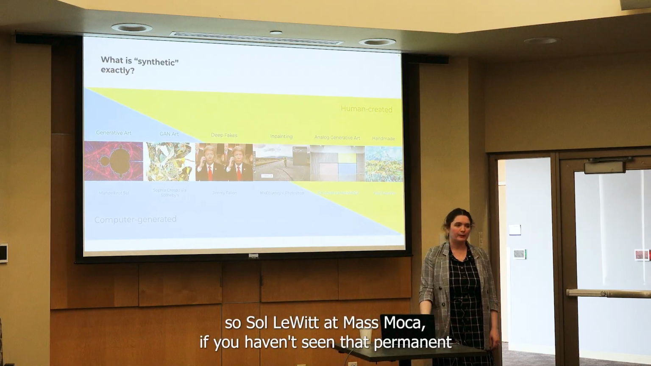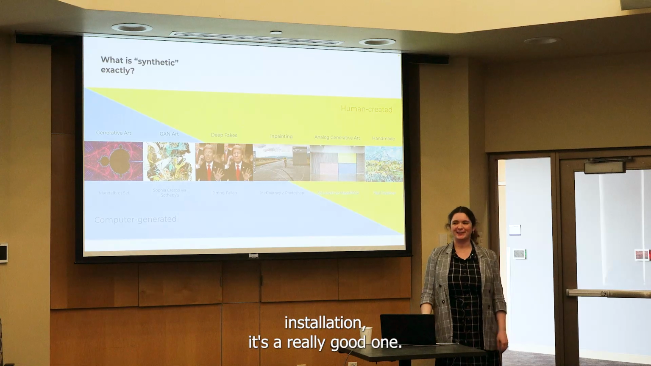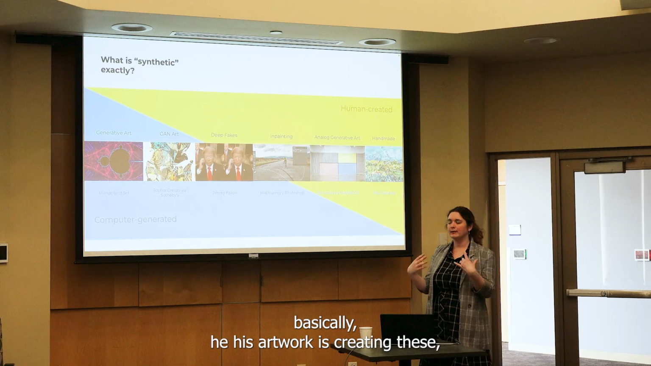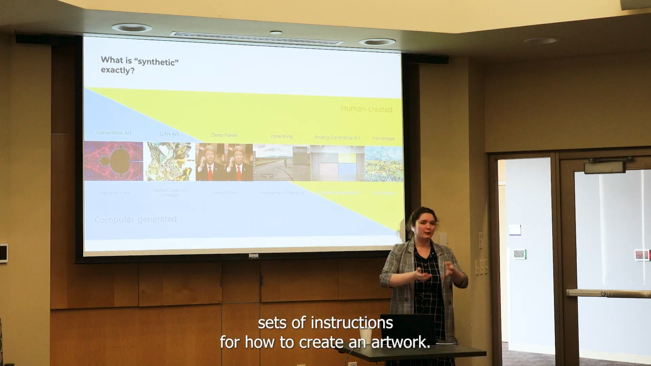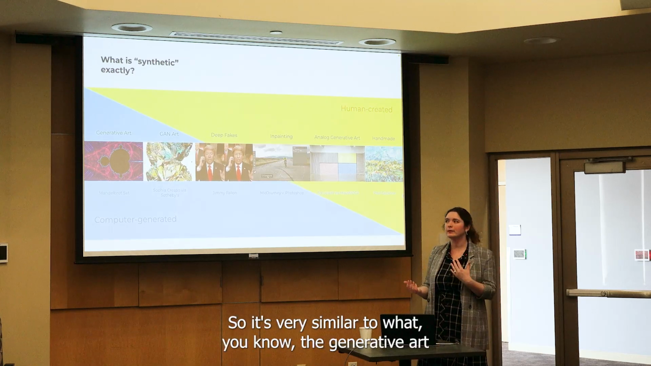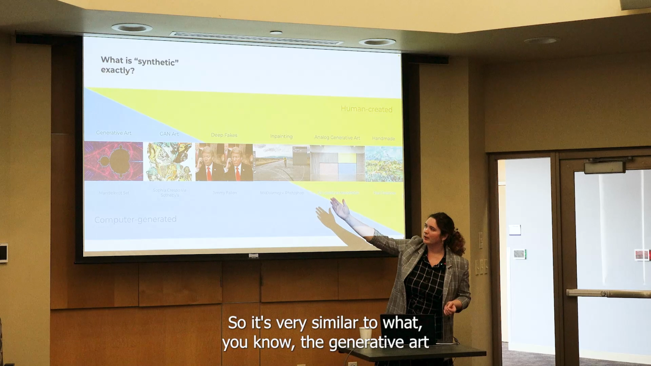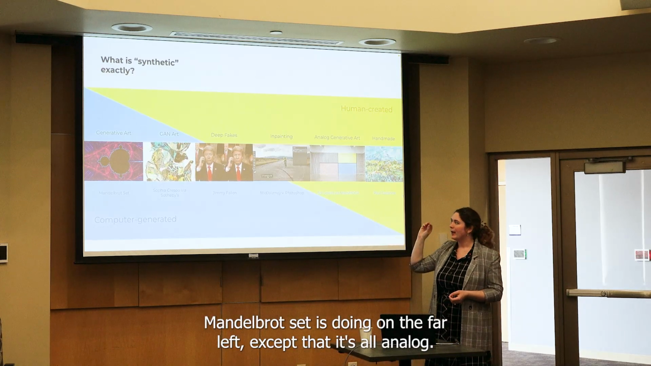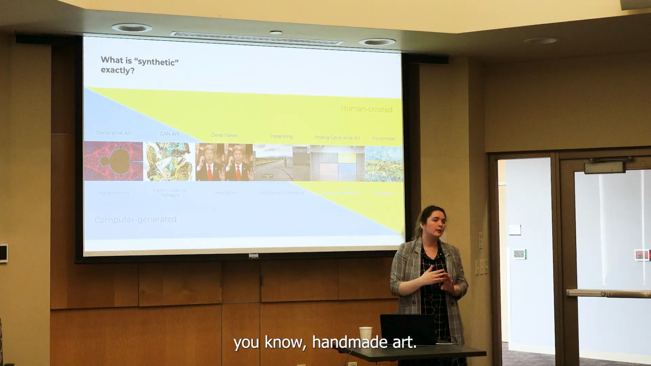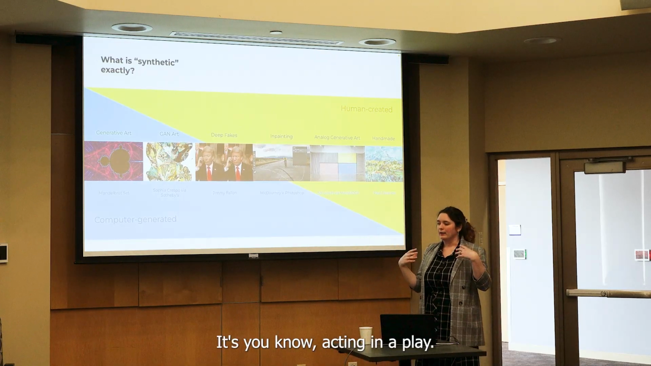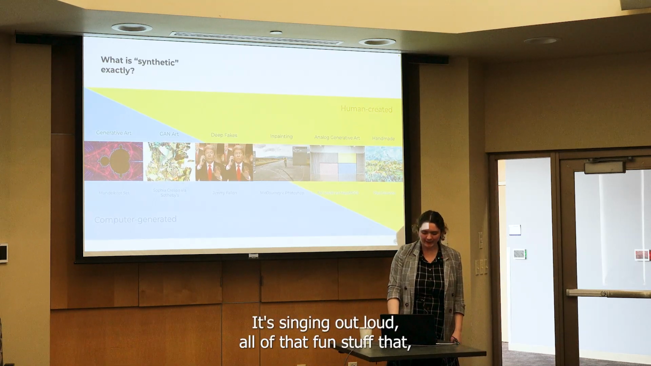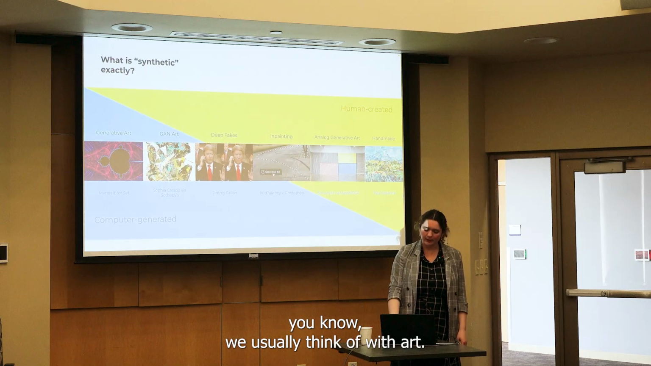Then continuing along this human-created spectrum here, we have analog generative art. So Sol LeWitt at Mass MoCA, if you haven't seen that permanent installation, it's a really good one. Basically, his artwork is creating these sets of instructions for how to create an artwork, and then the people at the museum are executing those instructions. So it's very similar to what the generative art Mandelbrot set is doing on the far left, except that it's all analog. And then at the very far end of the spectrum is handmade art. It's acting in a play. It's singing out loud. All of that fun stuff that we usually think of with art.